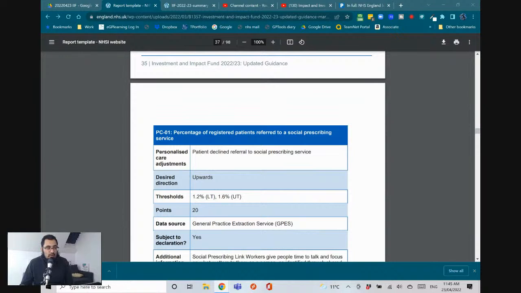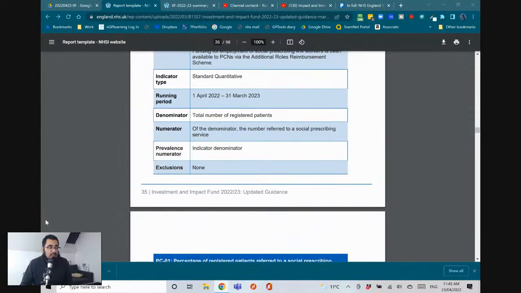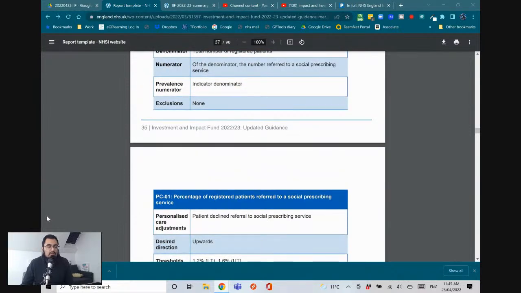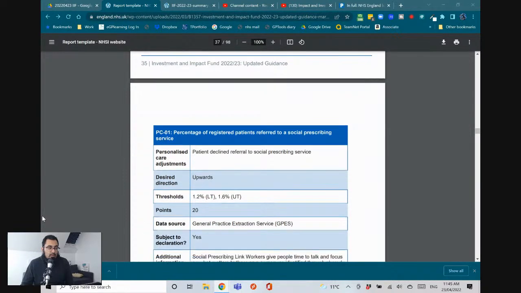I mean, this is one of the longest standing criteria that we've had in terms of how things have been working with the PCN DES. So it's an upward trend, 1.2% lower threshold, 1.6% upper threshold, and I think the denominator is all registered patients. Yep, there you go. So all registered patients. So this is your total list size for all your patients in your practices in your network, and then 1.2% lower threshold, 1.6% upper threshold.